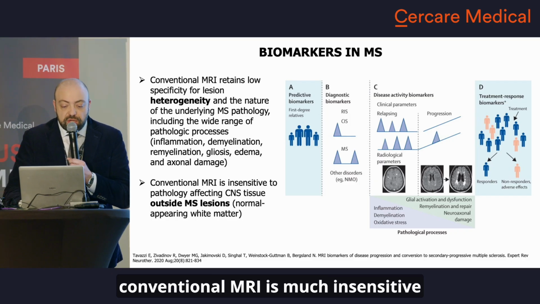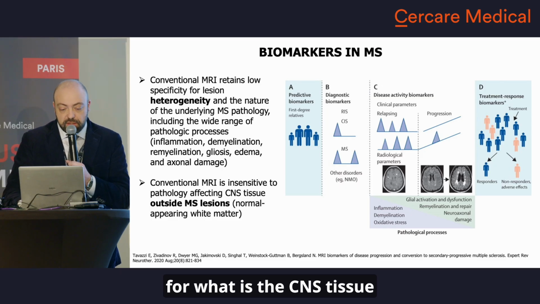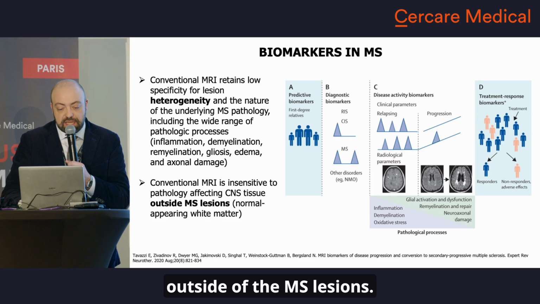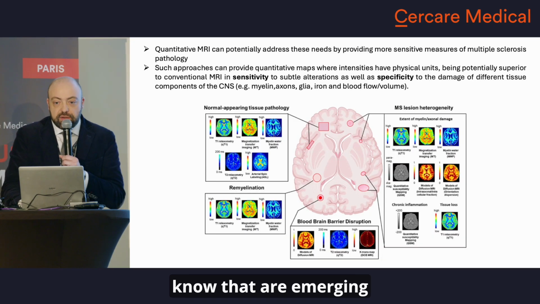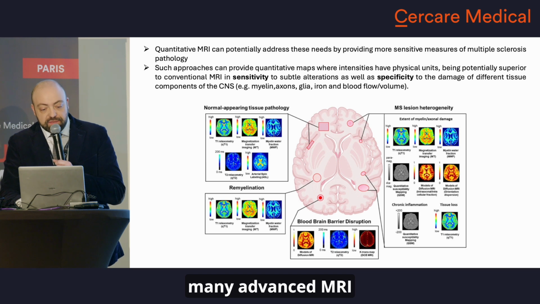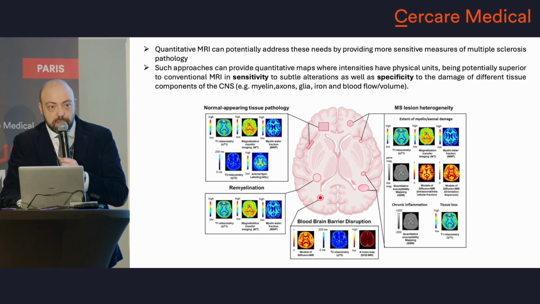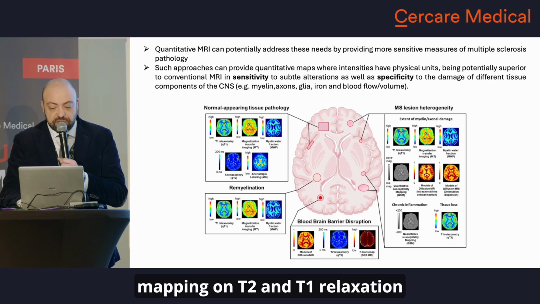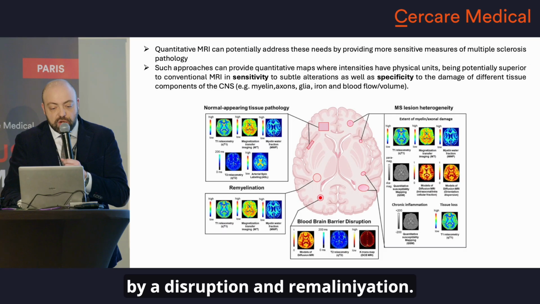Of course, conventional MRI is quite insensitive to the CNS tissue outside of the MS lesions. For this purpose, we know there are many emerging advanced MRI sequences, including, for example, mapping of T2 and T1 relaxation for the evaluation of the white matter, but also biomarkers of blood-brain barrier disruption and remyelination.